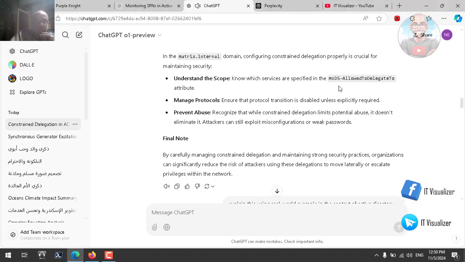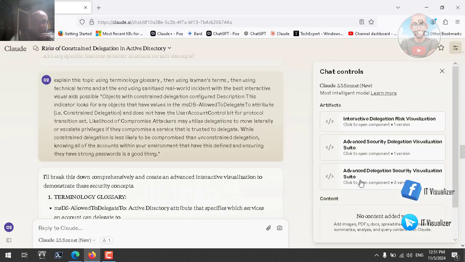Very, very good answer, and more elaborate than the answer of Perplexity. We can see the example is more clear, the mitigation steps are more clear, so it is a good explanation by ChatGPT o1. Let's see Claude and its answer.